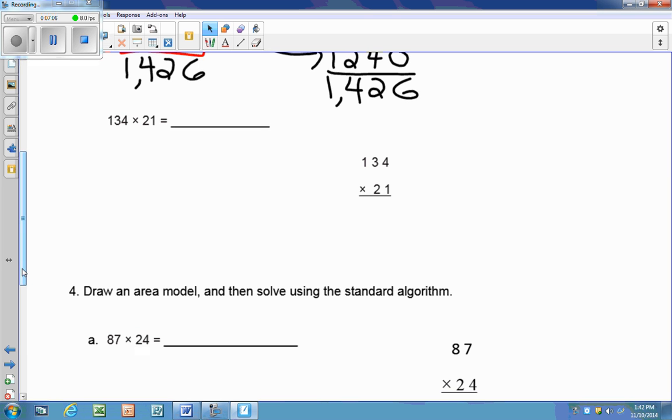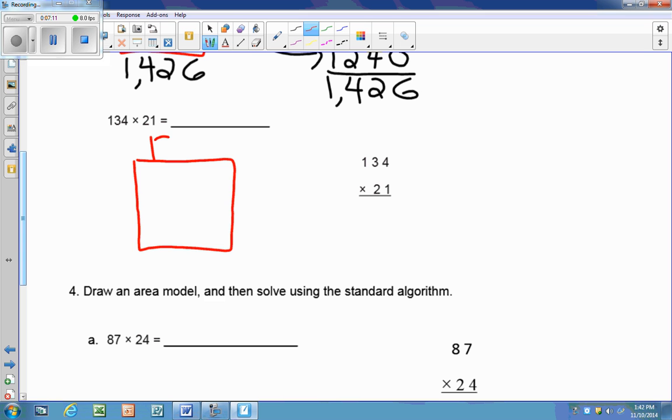Next, once again, I'm going to do my area model of 134. I have 1 and I have 20. 134 times 1 is nice and easy. And I ignore my 0. I put my 0 back in. And 134 times 2 is 268. And now I add them up.